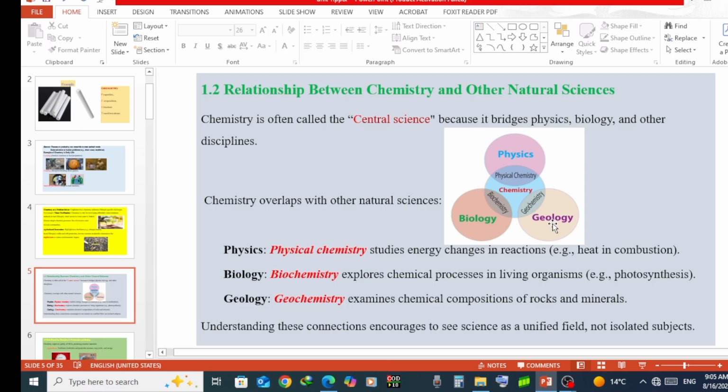Under this case we have geology again. So the discipline that binds physics with chemistry is physical chemistry, which studies energy changes in reactions, and the field that binds biology with chemistry is biochemistry, which explores chemical processes in living organisms, and the discipline that binds geology with chemistry is geochemistry, which examines chemical compositions of rocks and minerals.